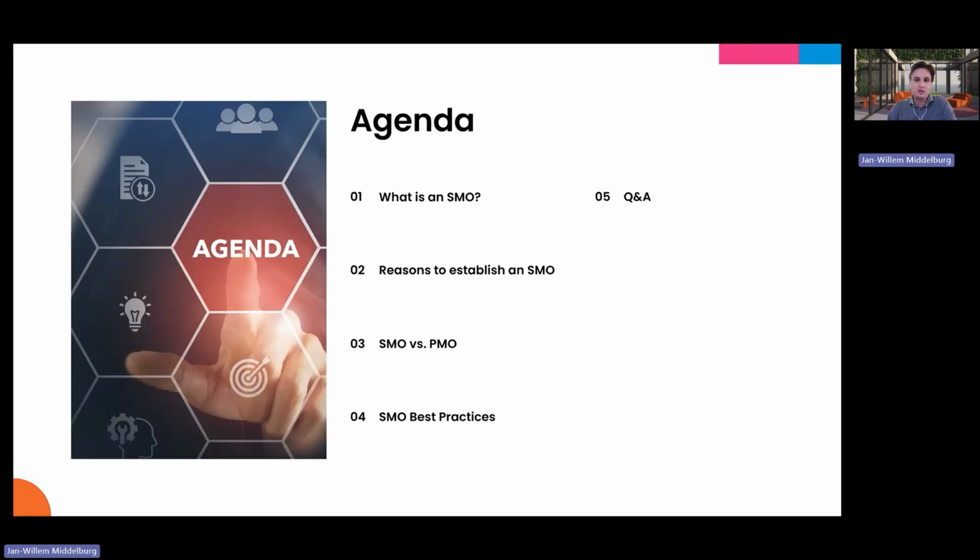Good, so let's get started. What are we going to talk about today? For today's session, we're going to dive in detail into the concept of a service management office. What is it, and what is one of the key reasons to establish one? We will also look at the key differences between a service management office and a project management office, because this always raises a lot of questions.